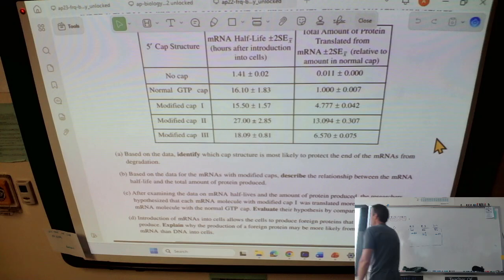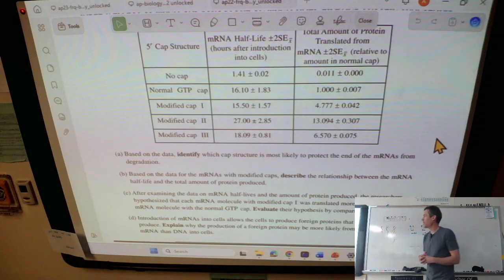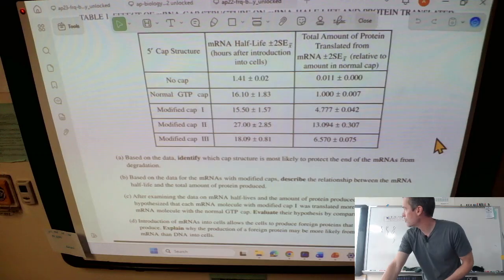All right, B. Based on the data for the mRNAs with modified caps, describe the relationship between the mRNA half-life and the total amount of protein produced. Relationship between mRNA half-life and the total amount of protein produced.